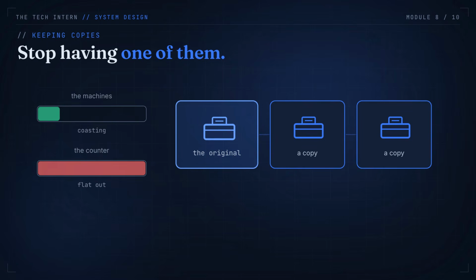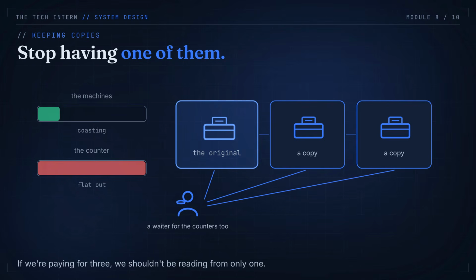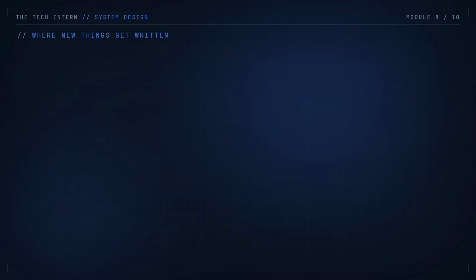And yes, that triples the bill, but look what we get for it. Because if we're paying for 3 databases, we shouldn't be reading from only one. We spread the reads across all 3 copies. The load on the original drops immediately. And to decide which copy answers each read, we use exactly the same trick as before. A load balancer, the waiter again, this time standing in front of the databases instead of the kitchens. Reads are spread across 3.